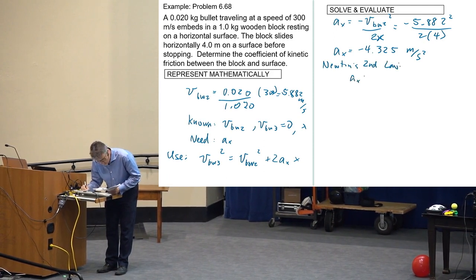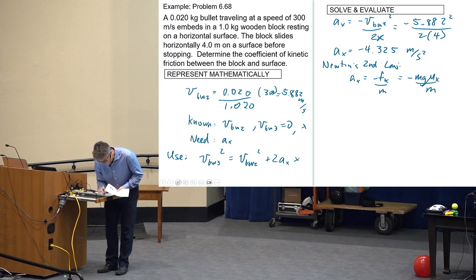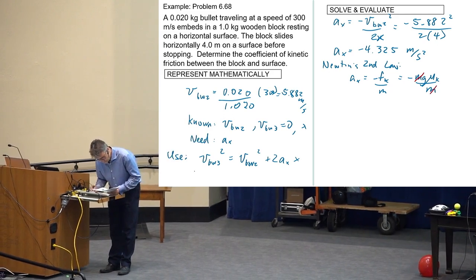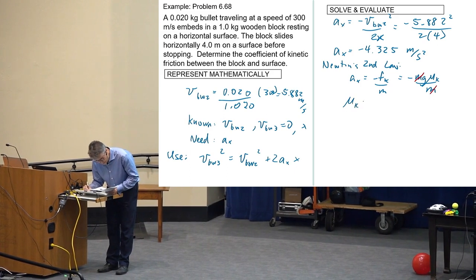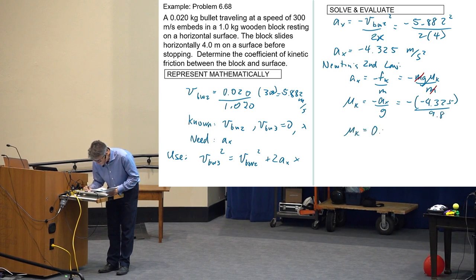You get a sub x is equal to negative F sub k, sliding friction, divided by m. It's going to be negative mg times mu sub k divided by m. The m's cancel. That's lucky. But we had it anyways, but one less thing, I guess. So mu sub k is equal to negative a sub x divided by g. So you get negative of negative 4.325 divided by 9.8. And you get mu sub k, the negatives cancel, you get 0.44.